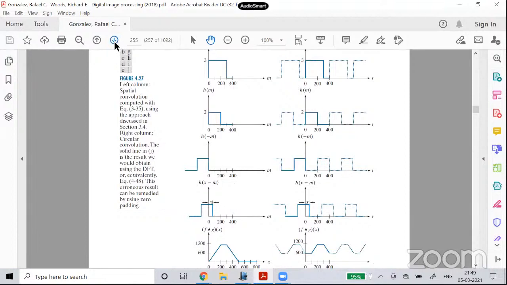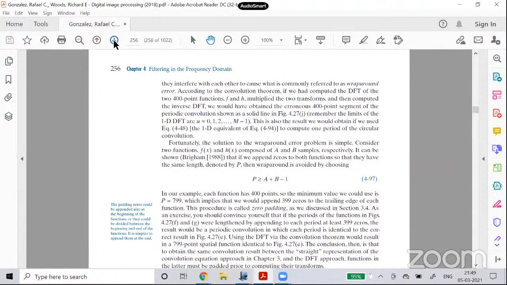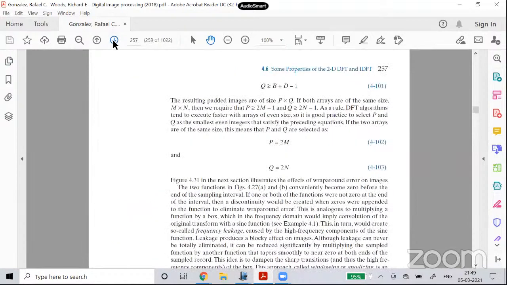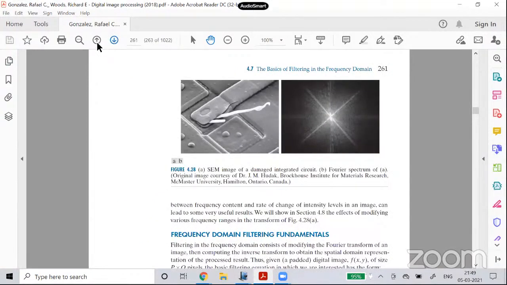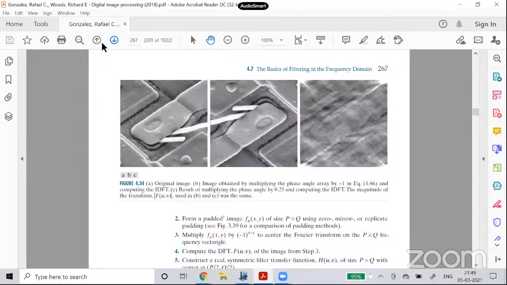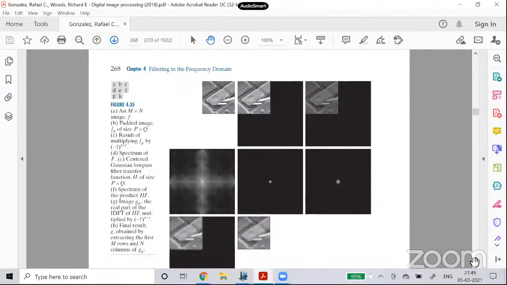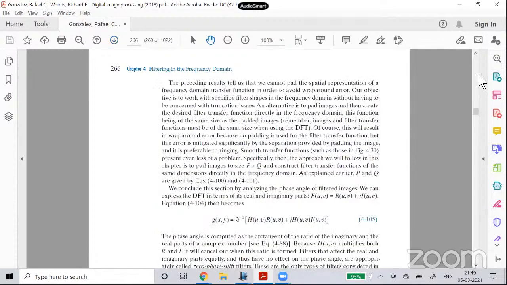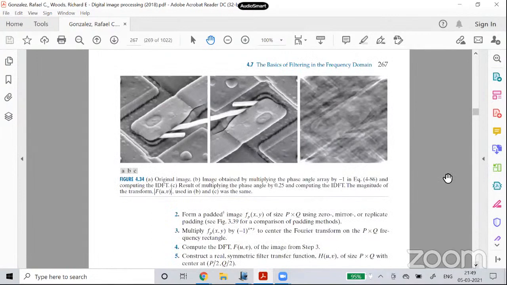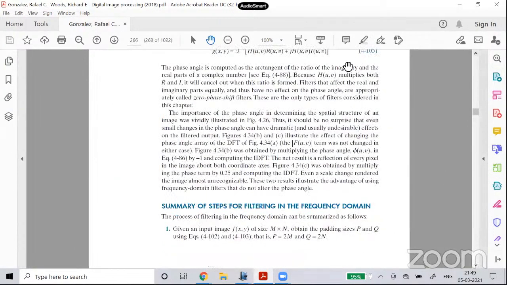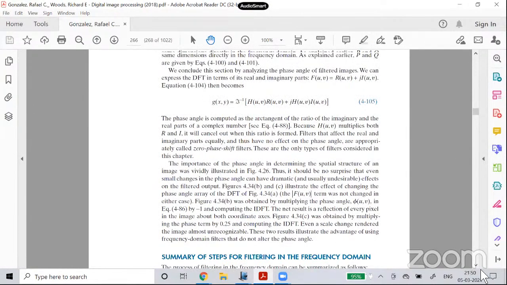So the final thing that I want to talk about is the summary of steps for filtering in the frequency domain. And this I will maybe include in the notes later, but right now I will just refer to it from the text, page 266. What are the steps in filtering when you do it in the frequency domain? Now you should be familiar with all these words that are coming here. That is the reason why I went through the trouble of talking about all these properties.